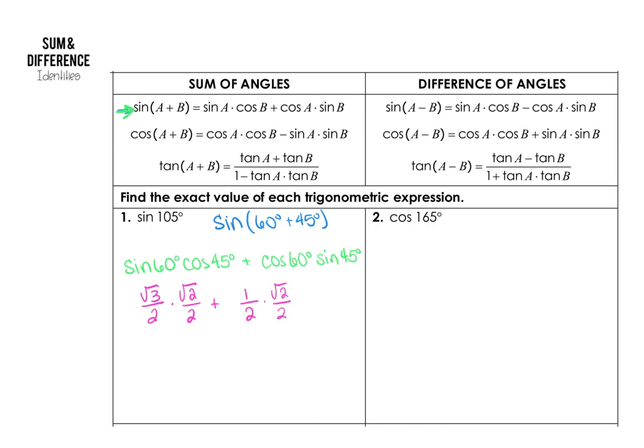And then I'm just going to simplify it. They're going to have a common denominator. So square root of 3 times square root of 2 is the square root of 6. It's over 4. Plus 1 times the square root of 2 is the square root of 2, which is also over 4. And I am done. So go ahead and try number 2 using your sum and difference identities.